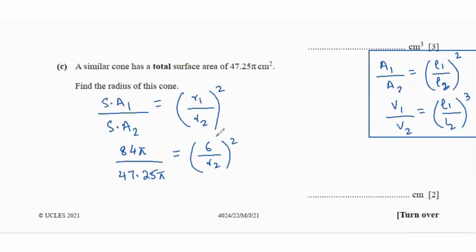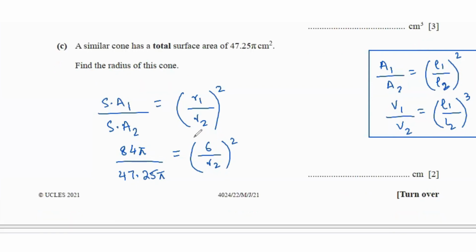So going back to our question, we do 84 pi divided by 47.25 pi. We divide 84 by 47.25 because the pi's get cancelled out. So 84 divided by 47.25 is 1.7 recurring. And then I'm going to square root this and write 6 over R2 over here.